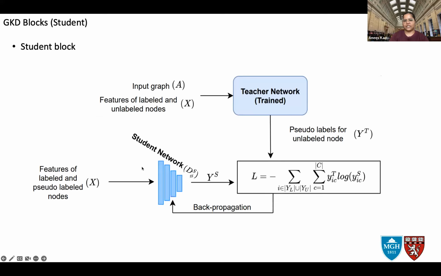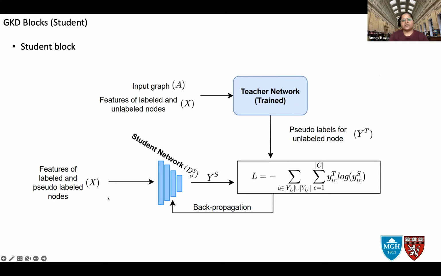And then you go for the student network. The student block looks like this at the bottom. Let us focus at the bottom. Given that the teacher network has given us the pseudo labels for unlabeled nodes, we use those pseudo labels as our ground truth in our student network, and then take the test samples and push them through the student network, and then train the student network and teacher together.